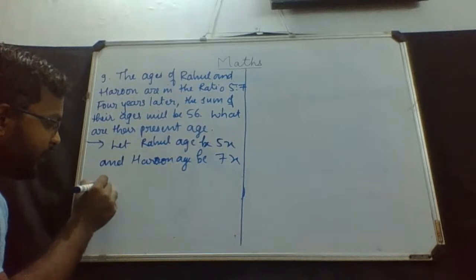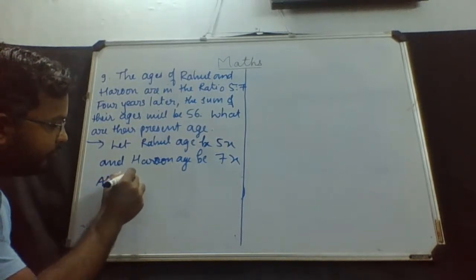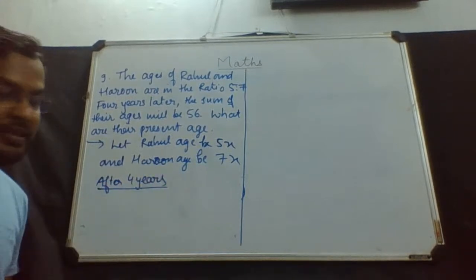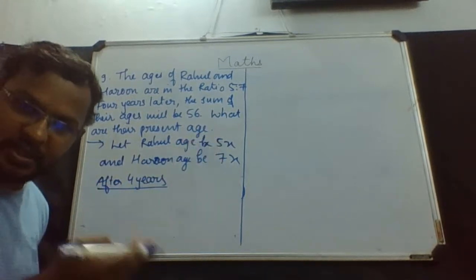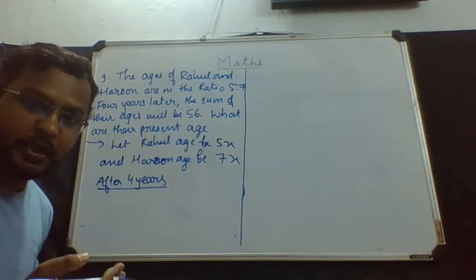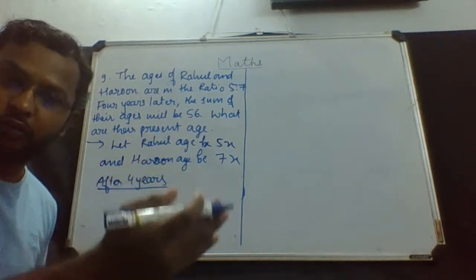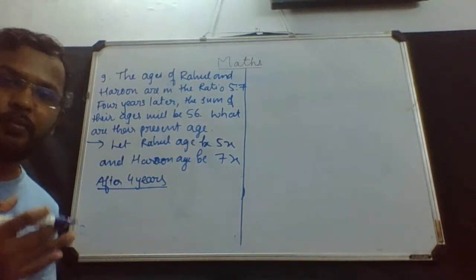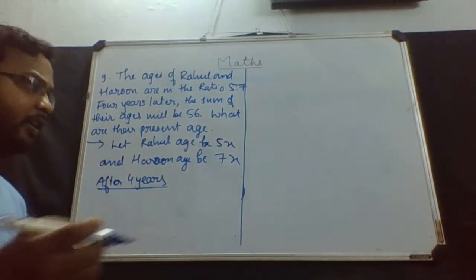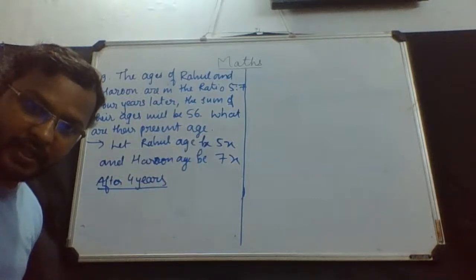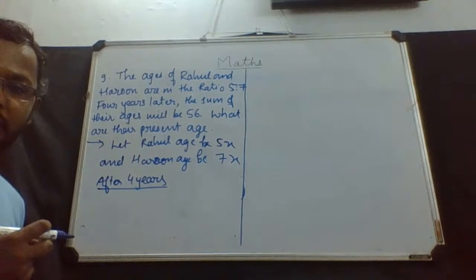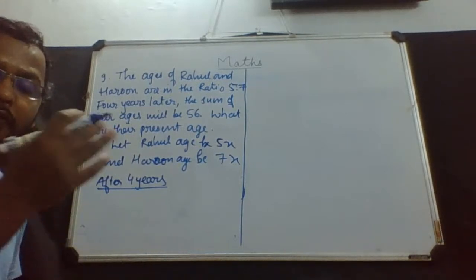Now after 4 years, what is happening? If your present age is 20, after 4 years it will become 20 plus 4, 24. Similarly, if it is 30, after 4 years your age will be 30 plus 4, 34. Same way, if your present age is 5x, after 4 years it will be 5x plus 4. This will be your age after 4 years.